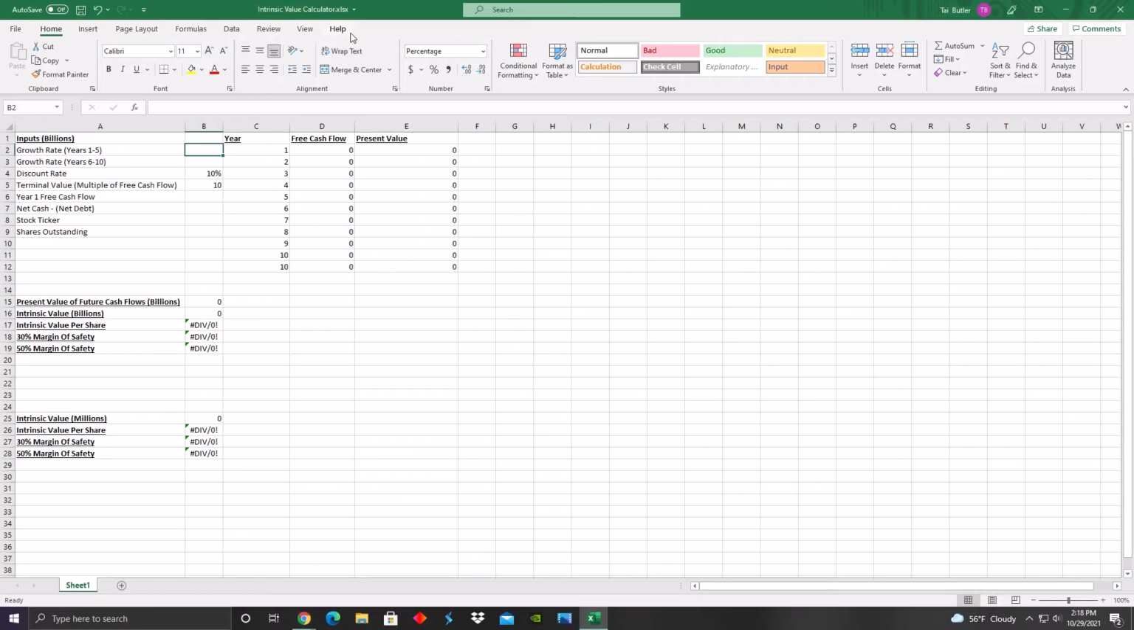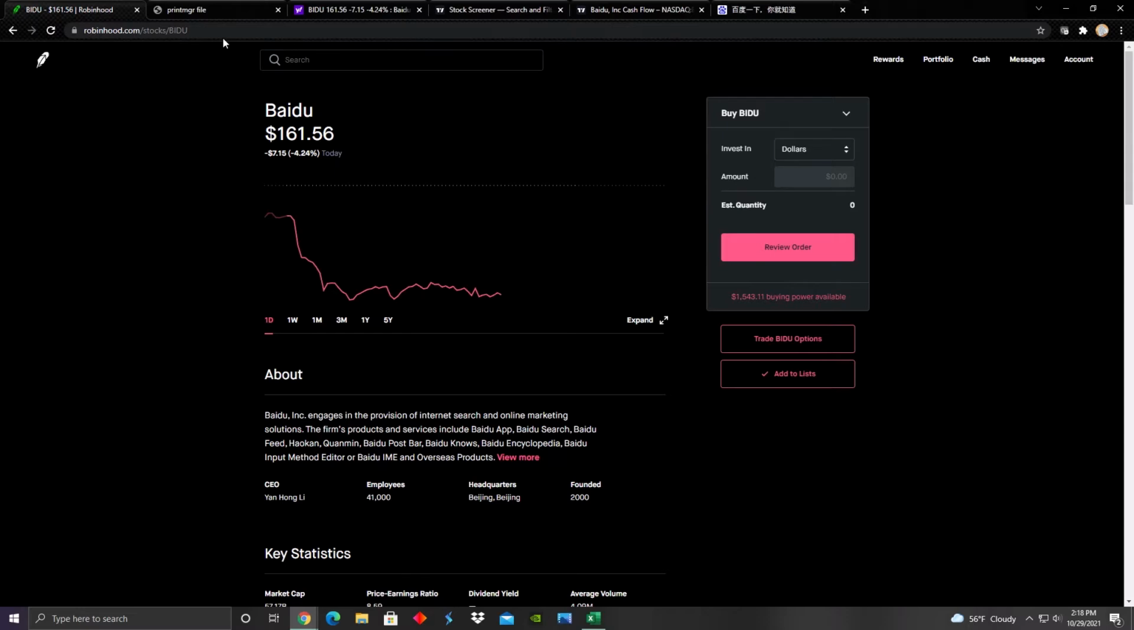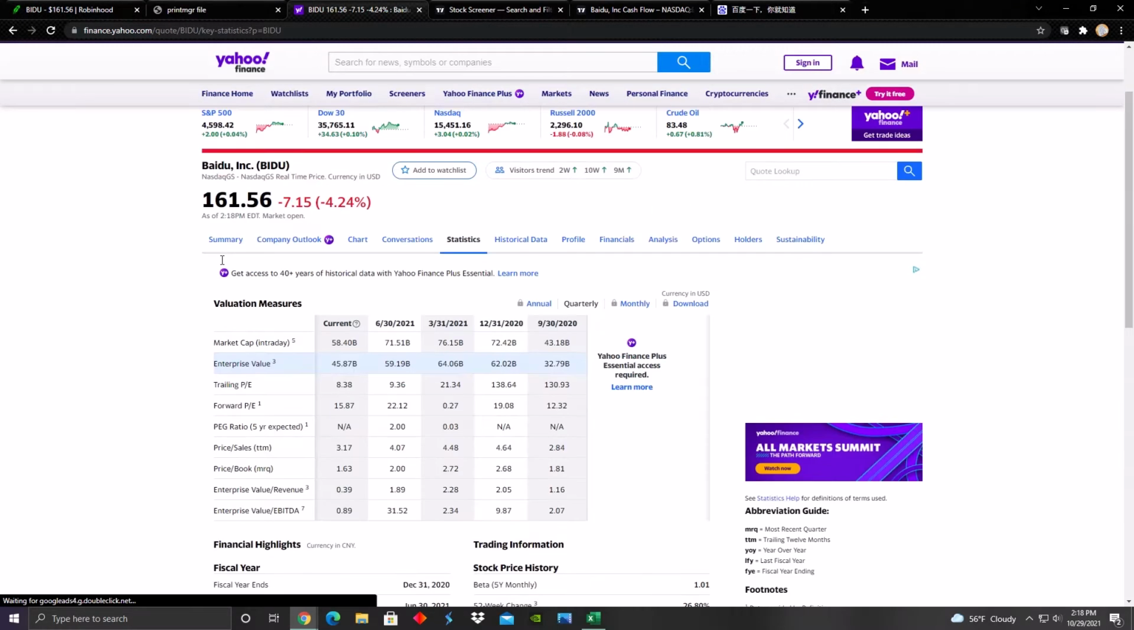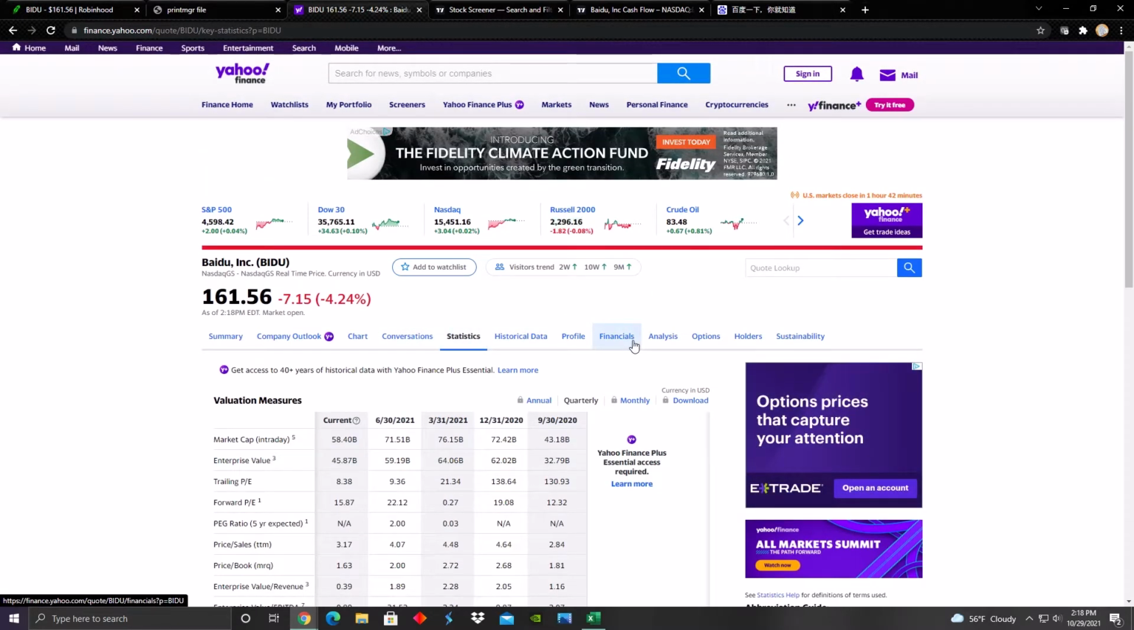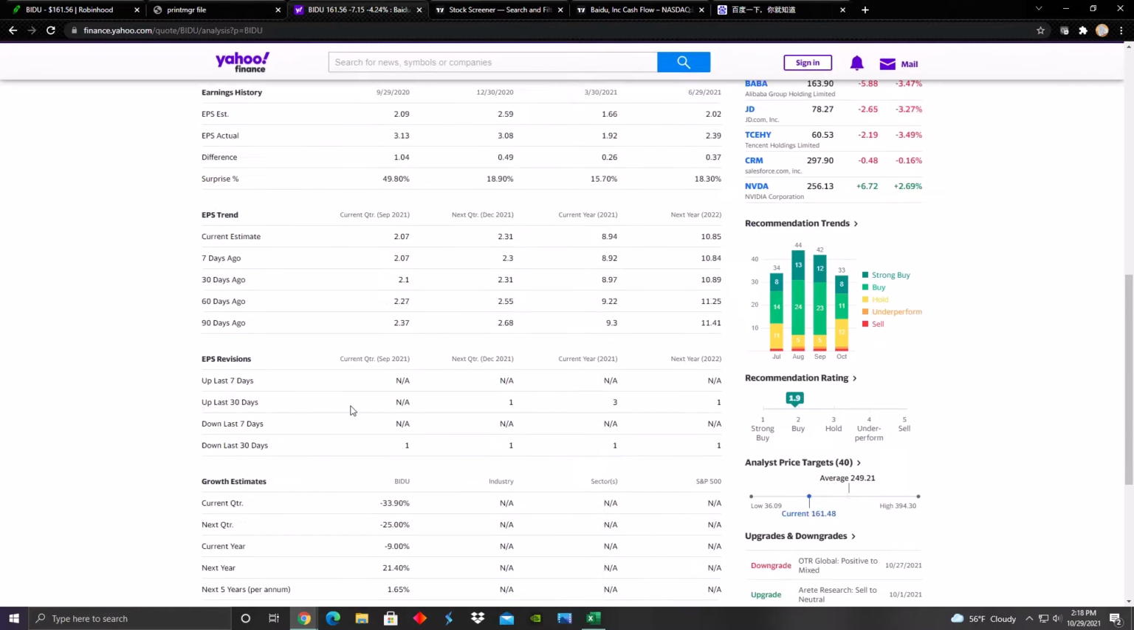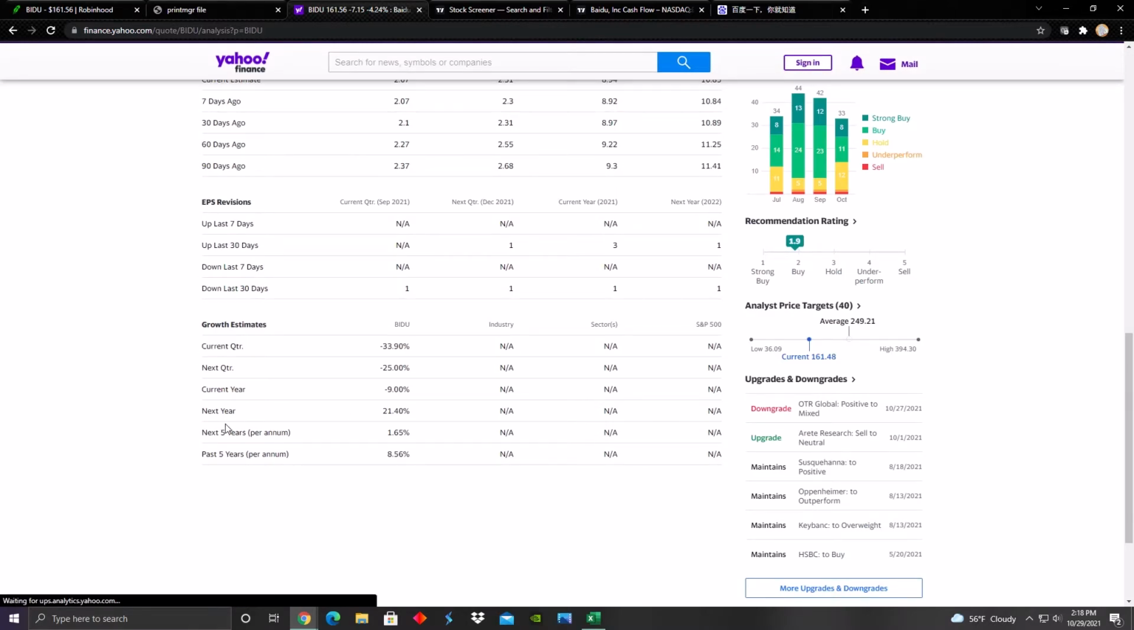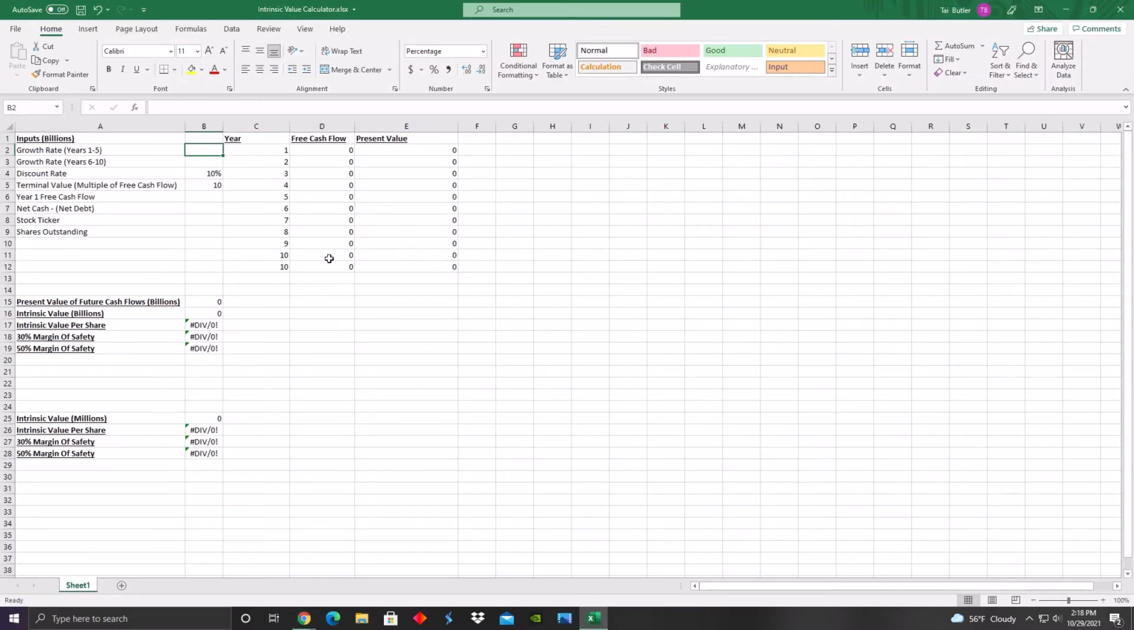The first thing that I'm going to do is look up the growth rate for Baidu for the next 1 to 5 years, and I can do that easily by just going to Baidu on Yahoo Finance, going to analysis, scrolling down, and we can see the growth rate for the next 5 years is 1.65%. And just to be conservative, for the next 6 to 10 years after that, I'm just going to say that's 1.65% again, because it's already a pretty conservative value.